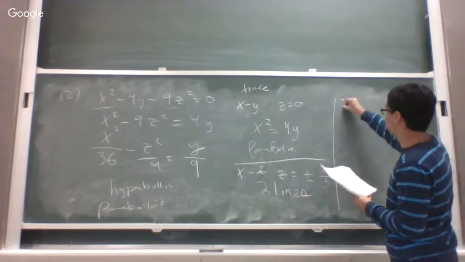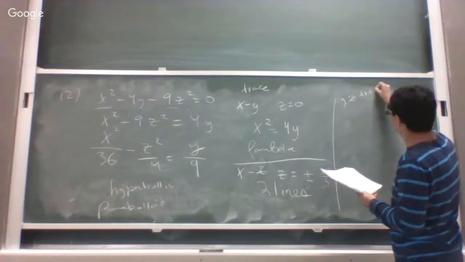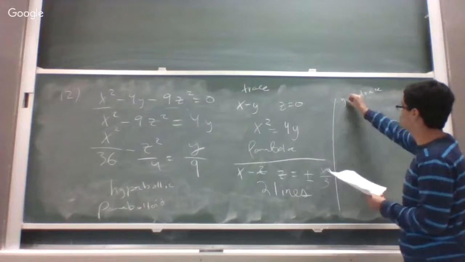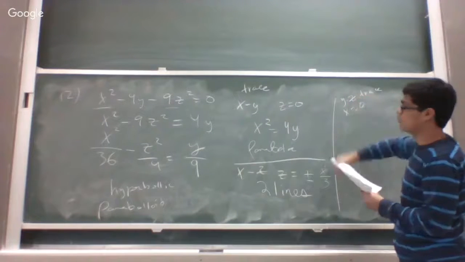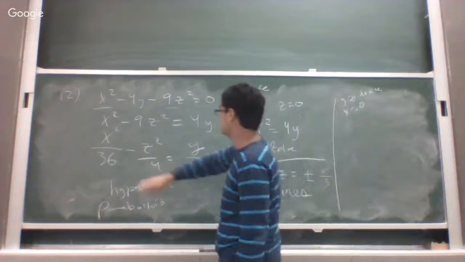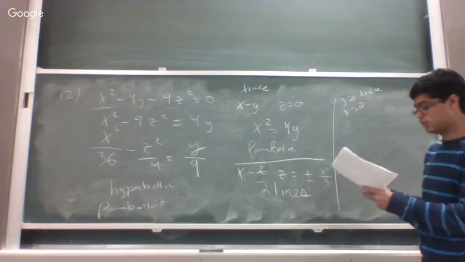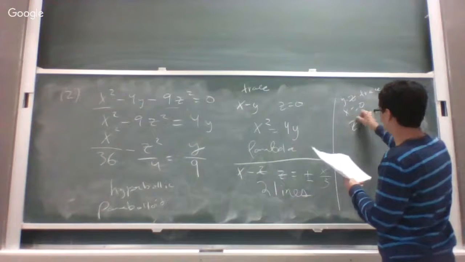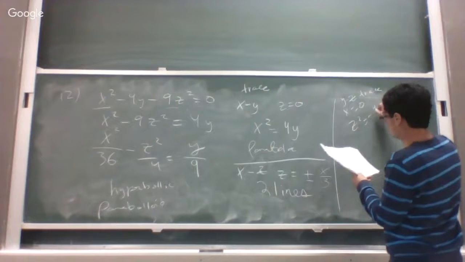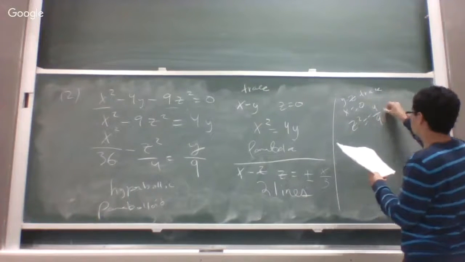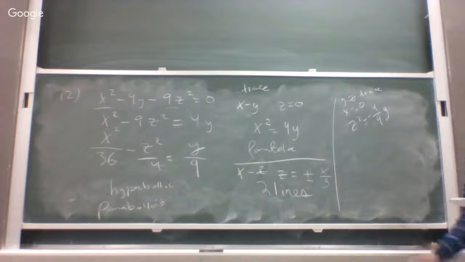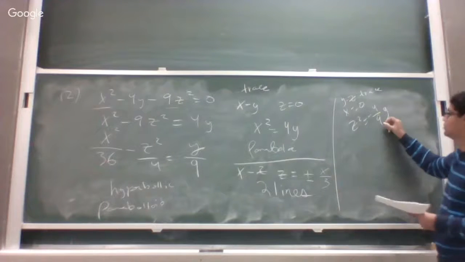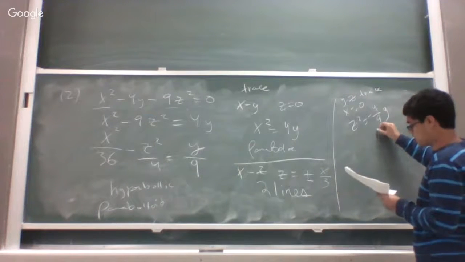Looking at the YZ trace, what is equal to 0? We make x equal to 0 here, and then we can solve for y or z, but we get z squared equal to -4 over 9 y. What does this look like? This is a parabola again.